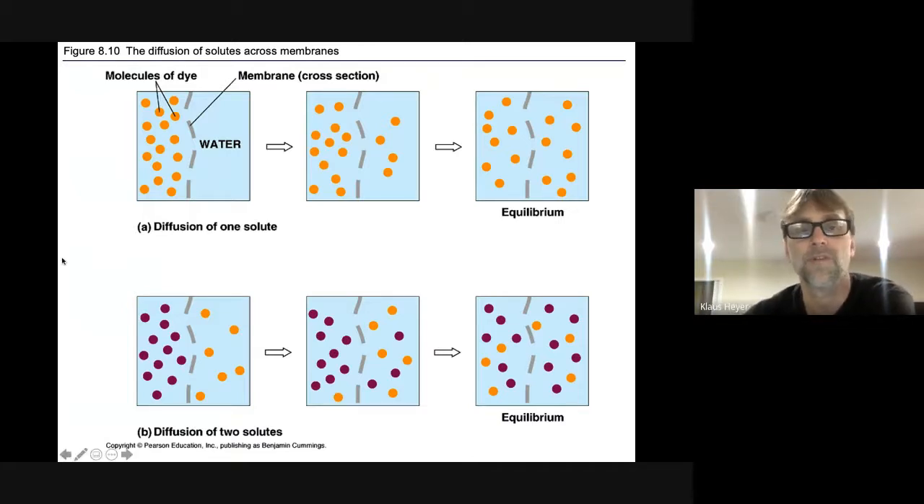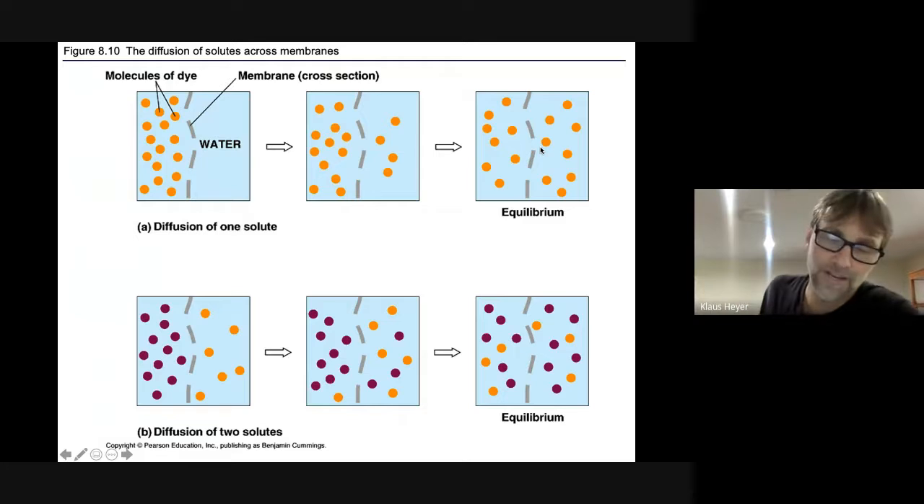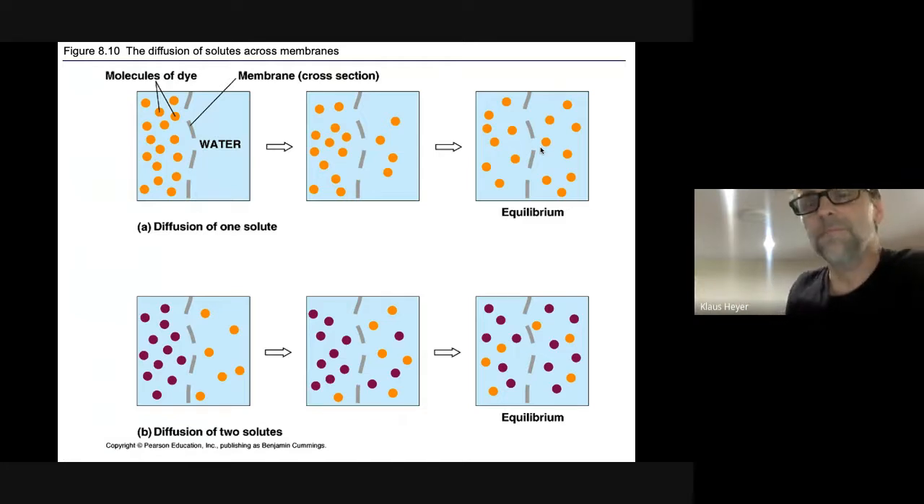Like here's the membrane and here's the orange dots. They're going to move from the higher density to the lower density. They're just going to move across until they're equal on both sides, which we're calling an equilibrium. And that's how things get around your body.